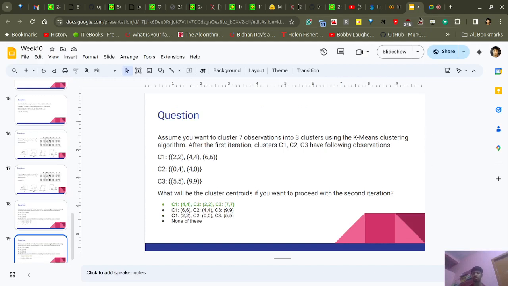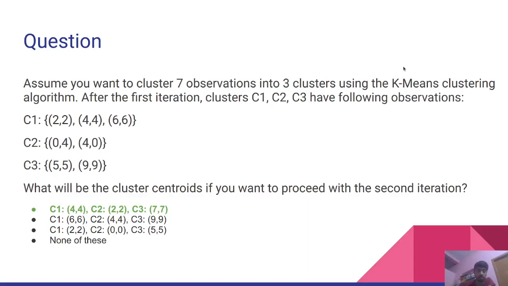Sir, can you repeat? Yeah. So to find the centroids, you have to just take the coordinate-wise average. So 2 plus 4 plus 6: 2 plus 4 is 6, 6 plus 6 is 12, and we have 3 points here. So 12 divided by 3 is 4. Same for this one, 2 plus 4 plus 6 divided by 3 is 4. So for the first cluster, the centroid is 4, 4, 4.